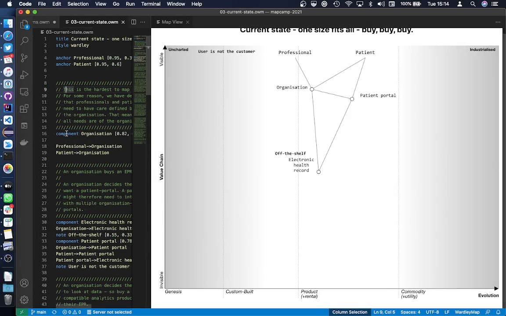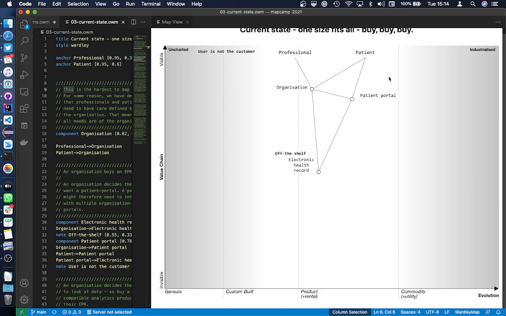So I've got a map that shows the current state. So here's profession and patient. We're bound to our organisations at the moment, and that's a problem that we'll talk about in a minute. And here we've bought an off-the-shelf electronic health record, so that's firmly in the product category. We've built a patient portal which is dependent on that electronic health record. In fact, most of the time that patient portal will be from the same supplier as the EHR.